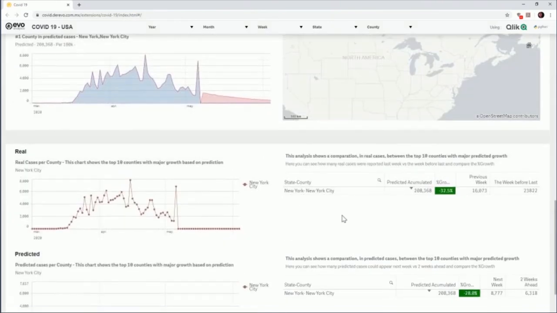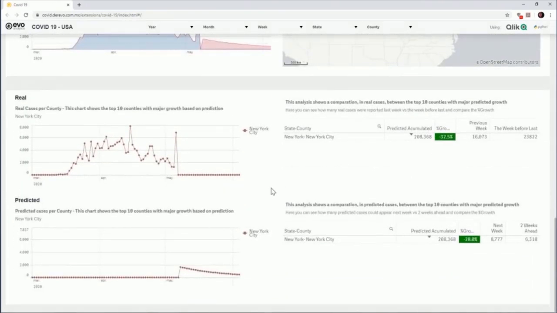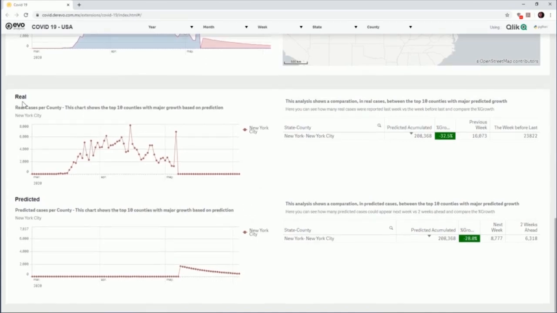We also have the growth rate in this table, and it is also showing us the top 10 counties with major growth based on our predictions. And with that, we also have the real versus predicted comparison graphs, so you can gain insight into how well the model is performing right now. And that's it. Do you want to see any more, Daniel?